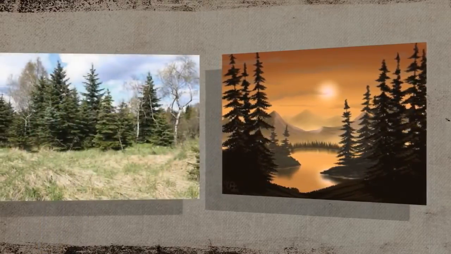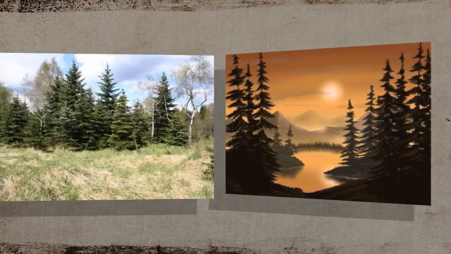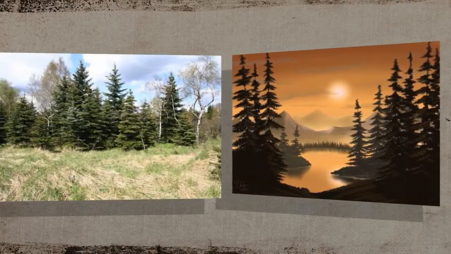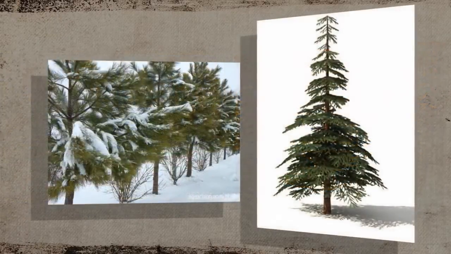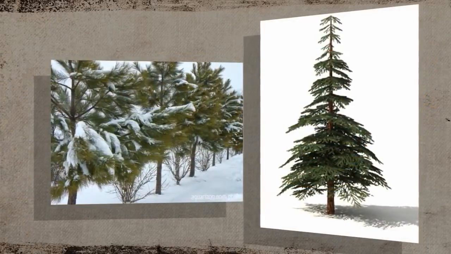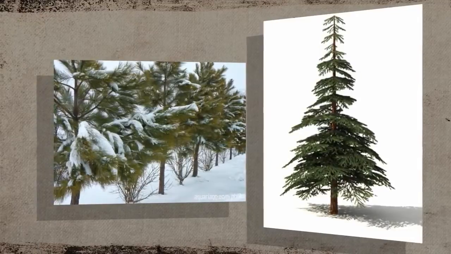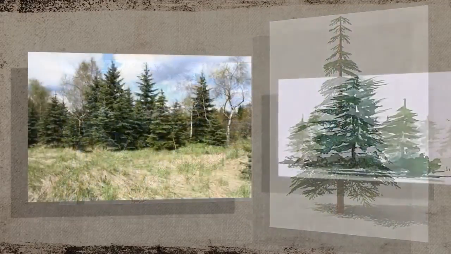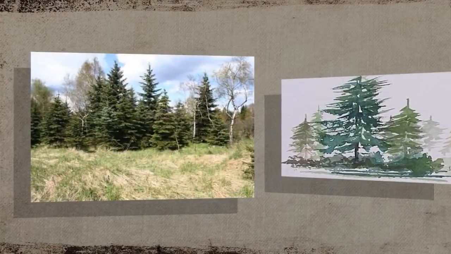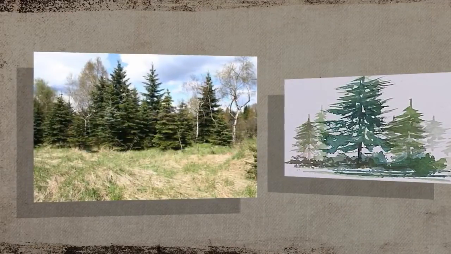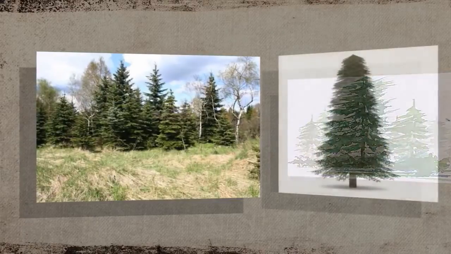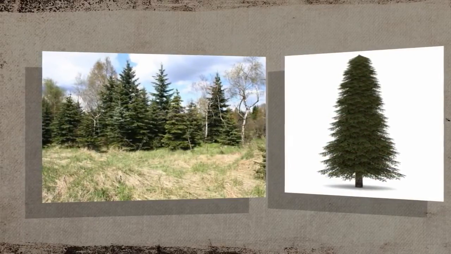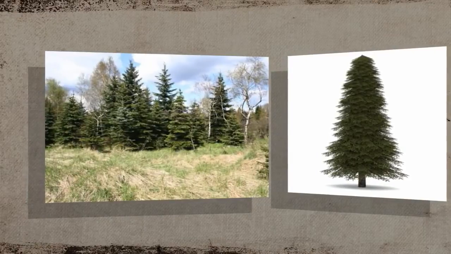But there's a problem. Do you see what the problem is? Look at the trees on the right and look at the trees on the left. Well, the branches of fir trees don't grow towards the ground. They grow upward to the light. So even in your stylized images, the branches never grow down to the ground. They grow in the opposite direction.